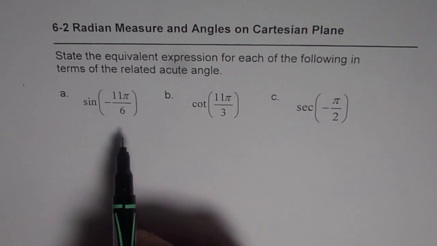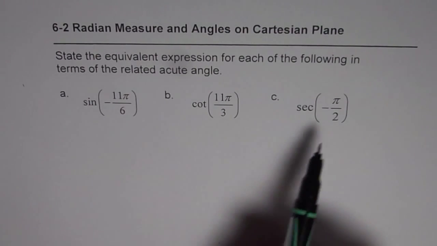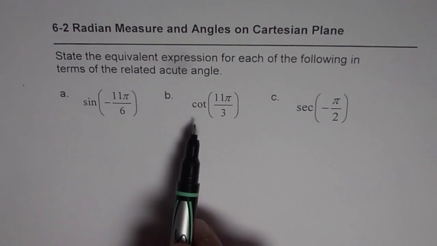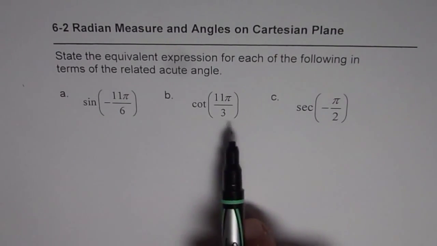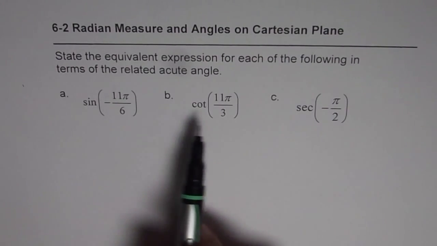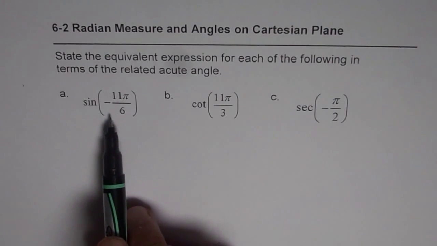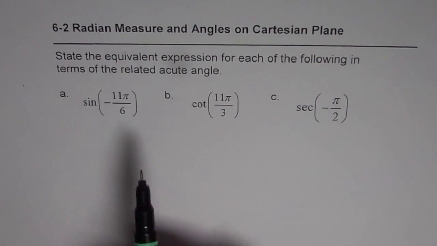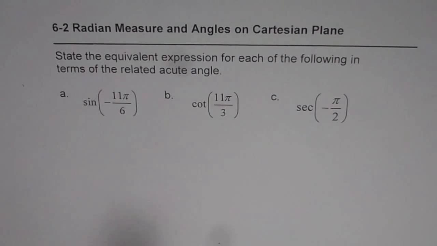So this exercise will help you to understand how to find the related acute angle. Now all these angles are given in radians for us. I have sine function, cotangent and secant function, different types of functions with radian measurements, with negative and positive. That means clockwise for negative and counterclockwise for positive, right? So we have good variation here, and I hope with these examples you will understand the concept.